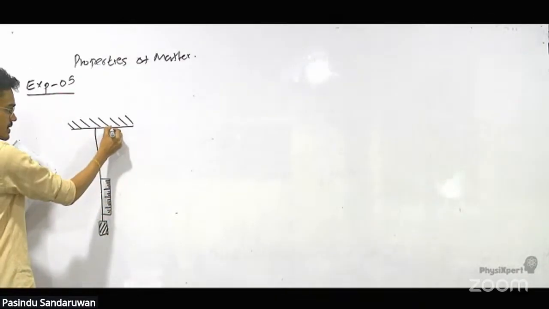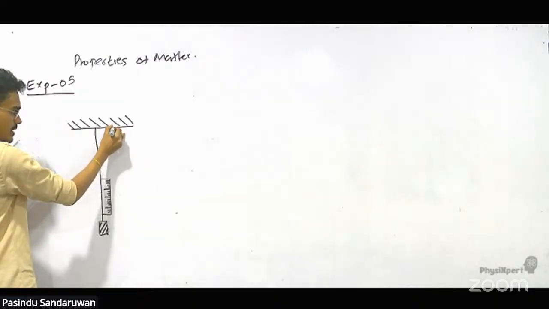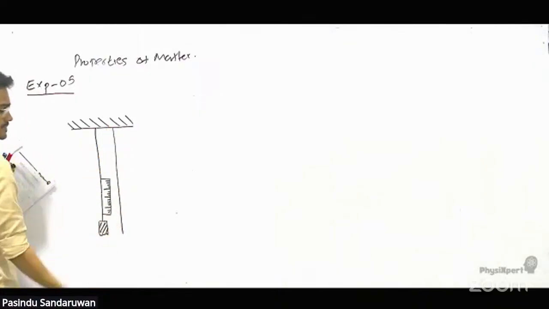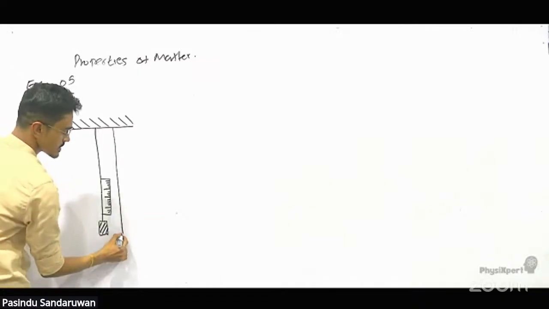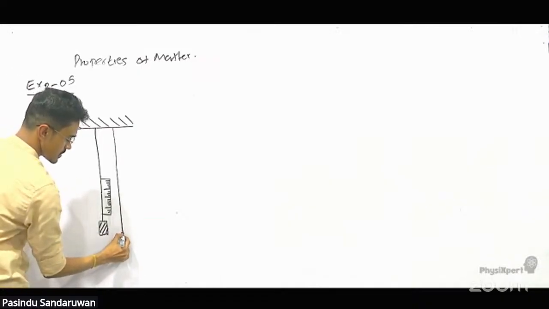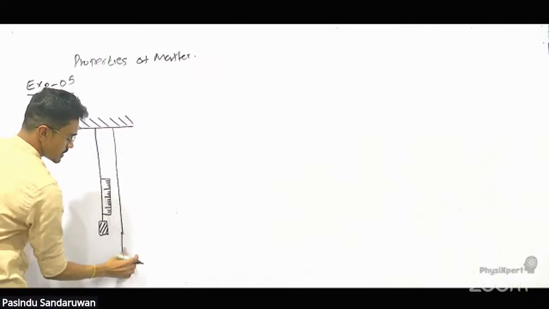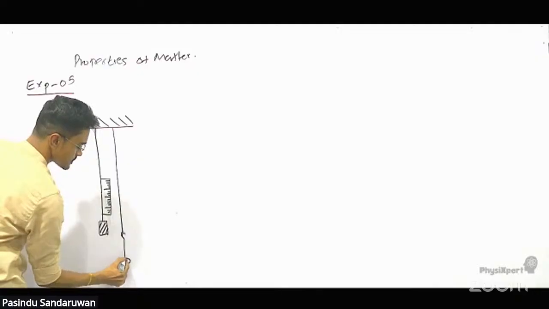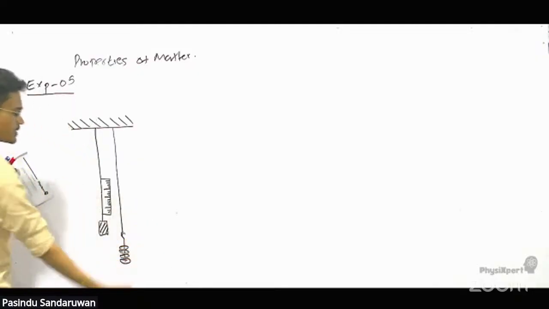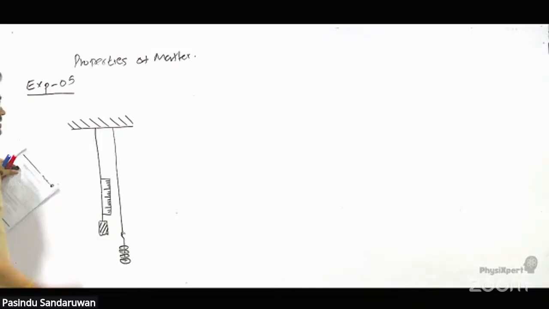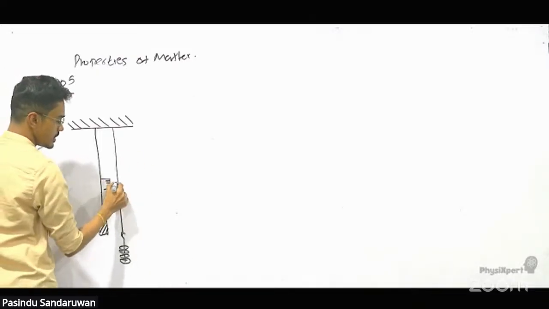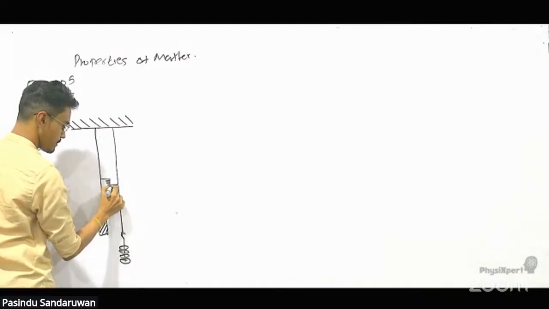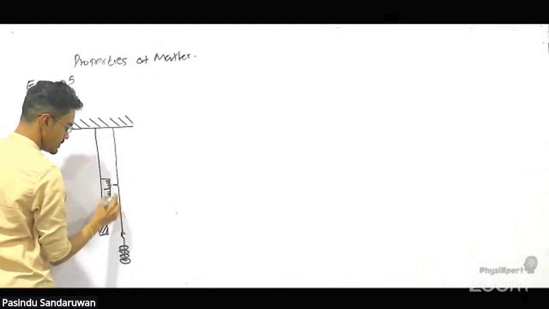And this is the next wire that is next to this, made of the same substance. For this, the tray is also attached because we are going to change the load. And for this, a vernier scale is fixed.